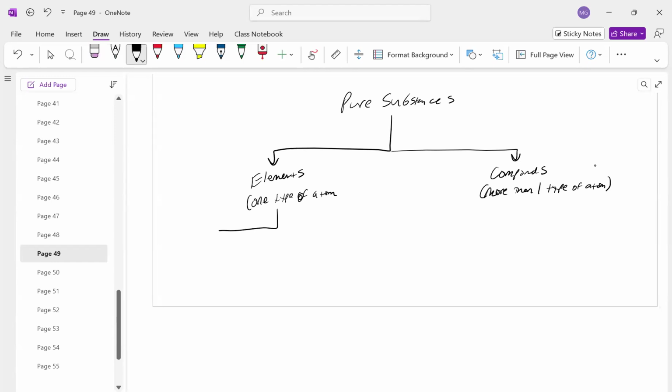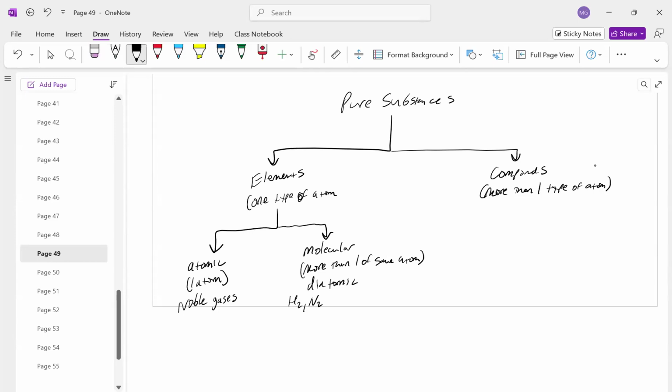And with elements, we either have atomic elements, which are just one atom, like the noble gases, for example, or there are molecular elements, which have more than one of the same atom. And I've highlighted this before. Some of the most common ones are the diatomic elements, like hydrogen, nitrogen, oxygen, and the halogens.